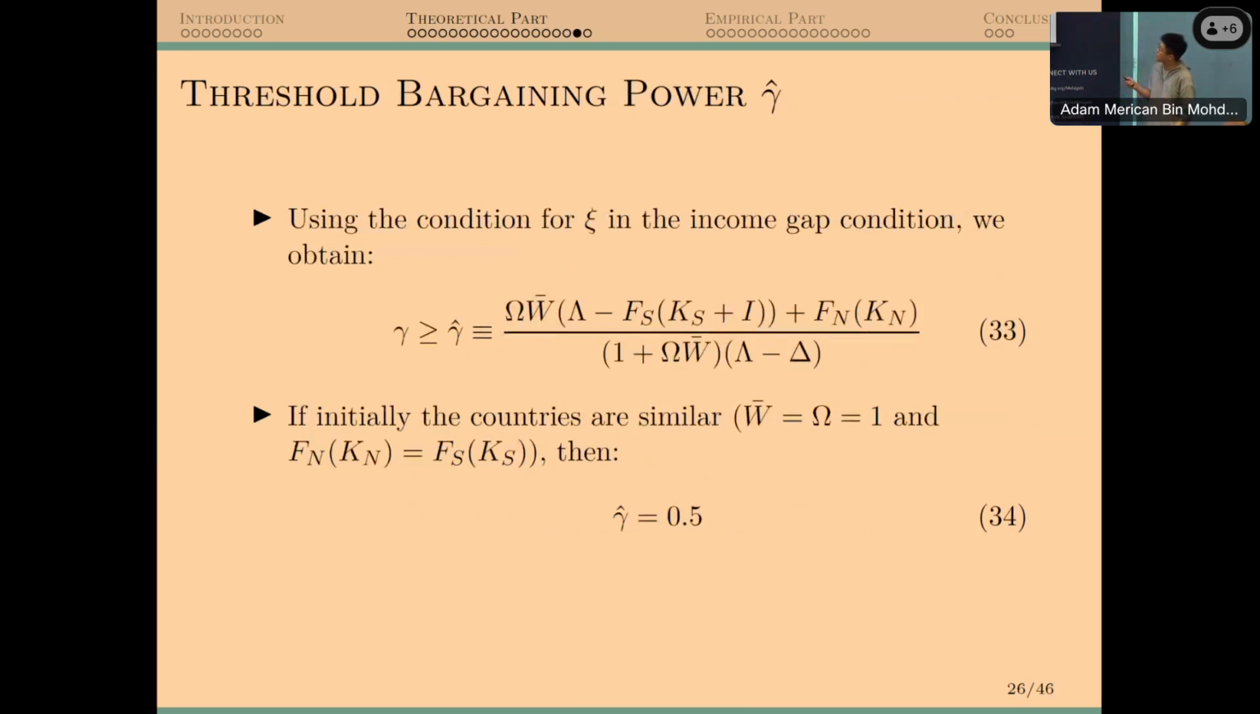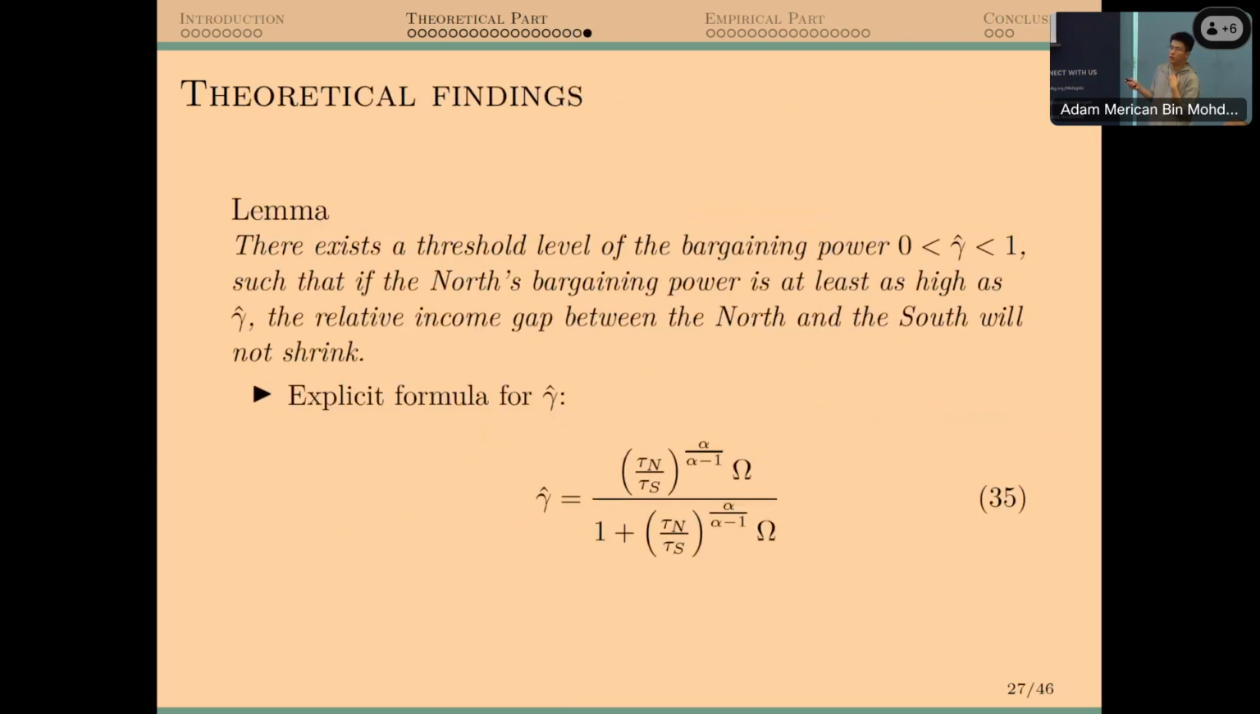So this is the theoretical finding, the most important one for our research. We find a lemma that there exists a threshold level of bargaining power such that if the North's power is at least as high as gamma hat, the relative income gap between the two countries will not shrink. So this is the theoretical finding.